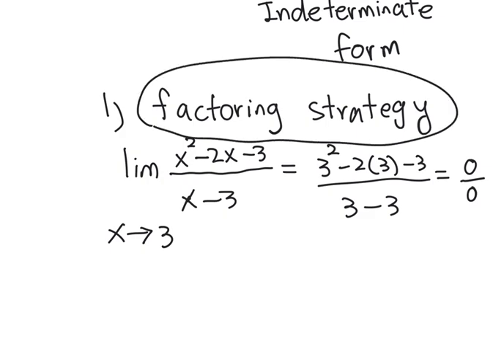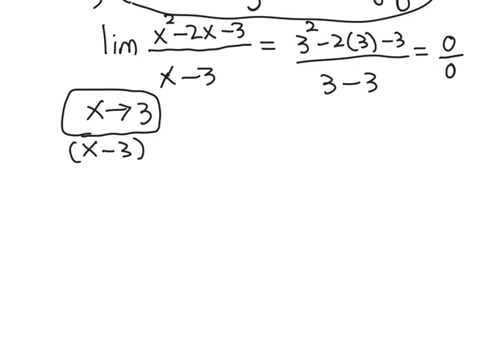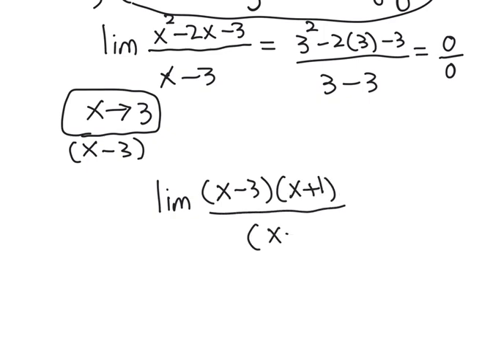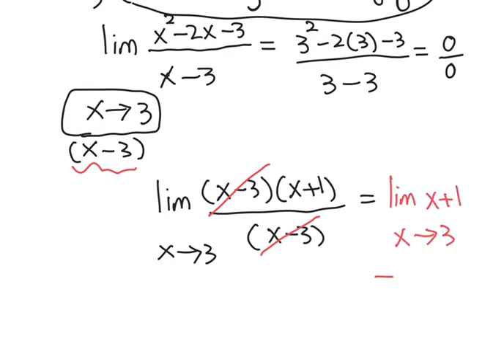If we have polynomial functions in numerator and denominator, what I'm looking for is x minus 3 as the common factor in both numerator and denominator. Let's factor this rational function. It is equal to x minus 3 times x plus 1 over x minus 3 as x goes to 3. As you see, we have a common factor here. The common factor we were looking for is x minus 3, and I have it now. I can cancel. So the answer is the limit of x plus 1 as x goes to positive 3. So it's 3 plus 1 equals 4.